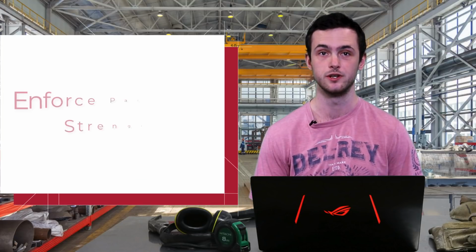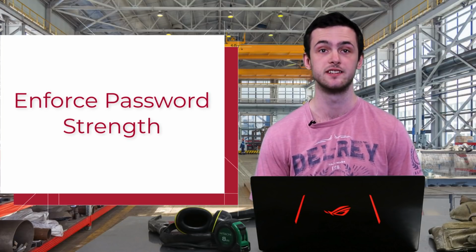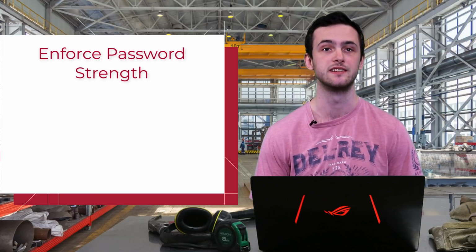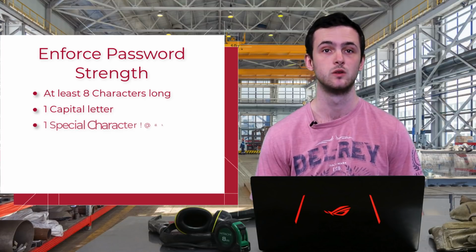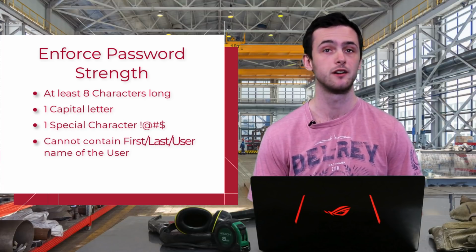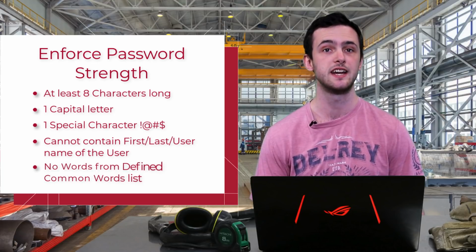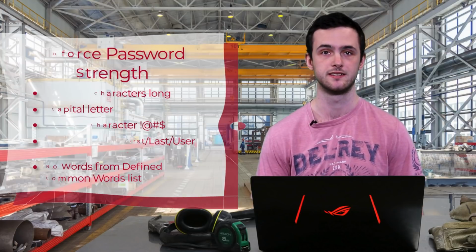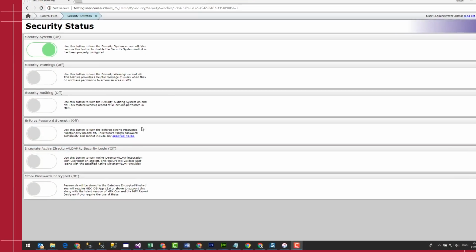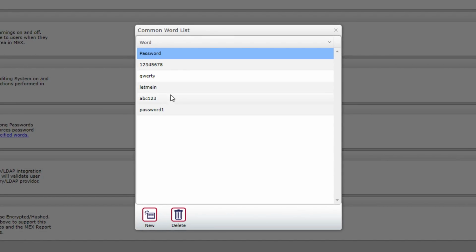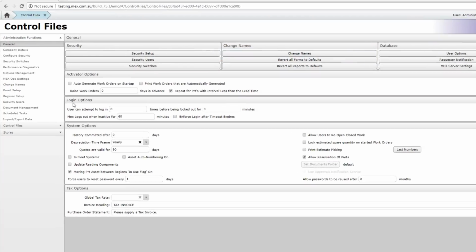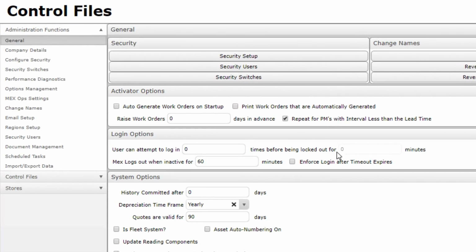When setting a new password, Enforce Password Strength now has additional checks to make sure the password is at least 8 characters long, it has 1 capital letter, 1 special character, cannot contain the first, last, or username of the user, and does not contain any of the words in the common word list. The common word list can now be configured through the hyperlink on the security switches form. Furthermore, a user can be locked out for X minutes after X failed login attempts have been reached.